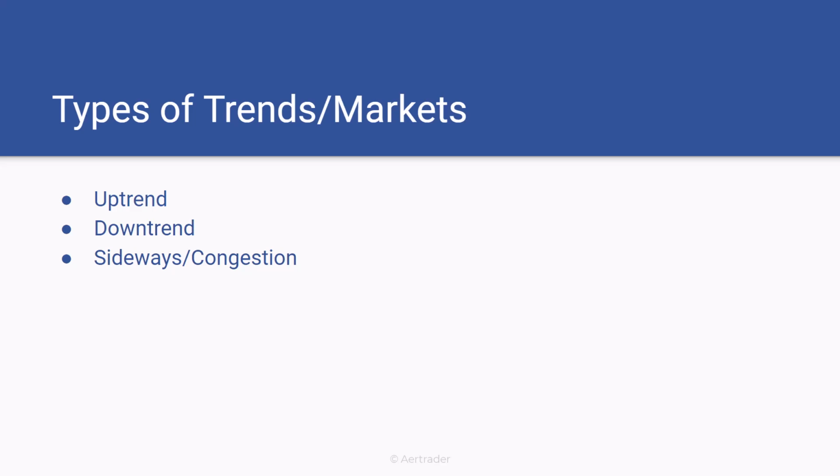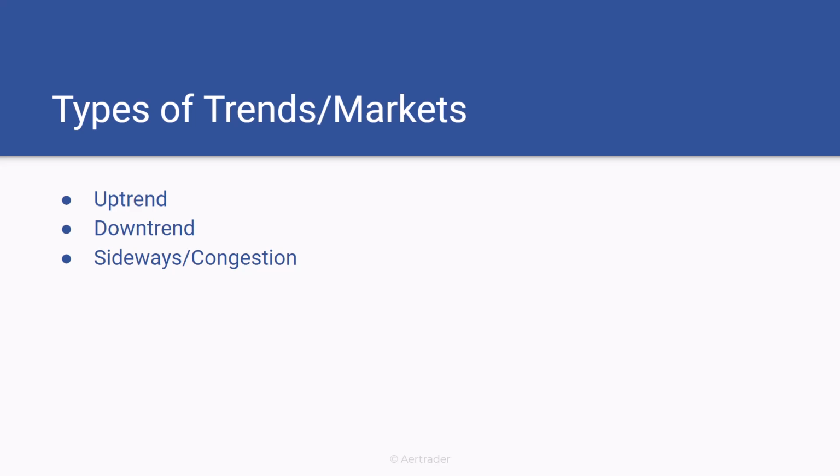A sideways trend, also known as congestion, is characterized by a relatively flat price movement with no clear direction. In a sideways trend, the price moves within a defined range, bouncing up and down between 2 support and resistance levels. This type of trend typically occurs when the market is in a period of indecision, with buyers and sellers evenly matched.